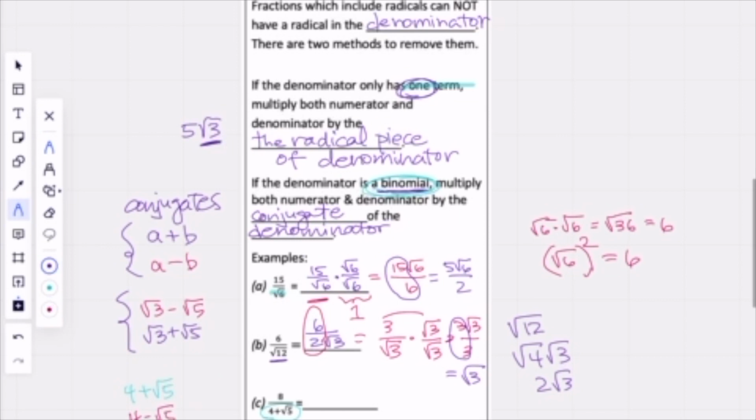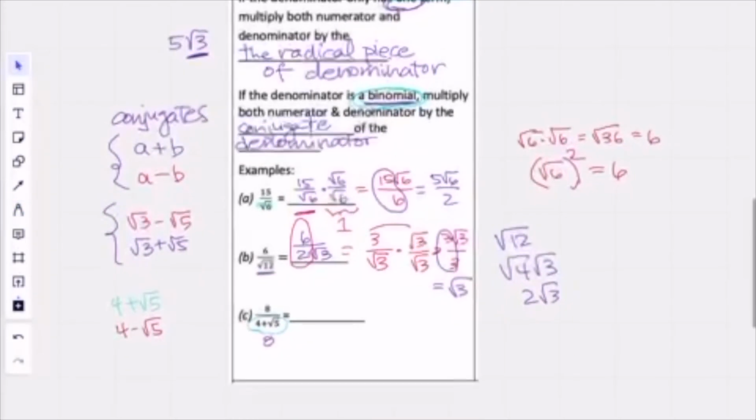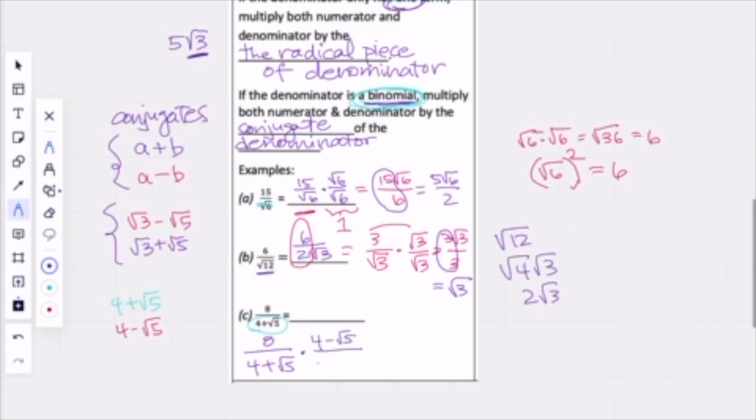So what I'm going to do is I'm going to take 8 over 4 plus the square root of 5 and multiply it by 4 minus the square root of 5 in the numerator and the denominator. So I will take this 8 and distribute it through, and I'll end up with 8 times 4 is 32 minus 8 times the square root of 5.